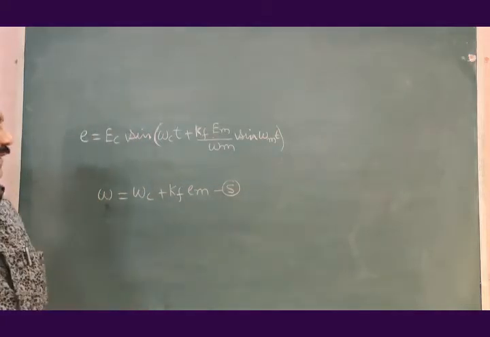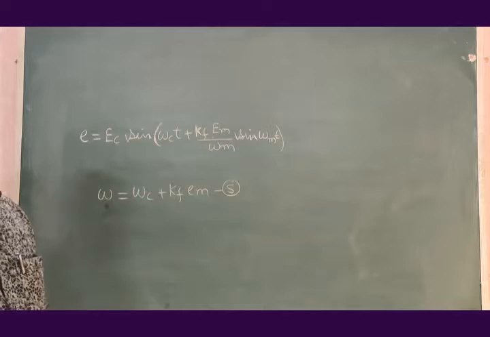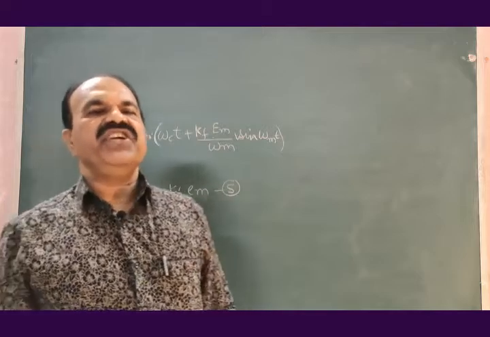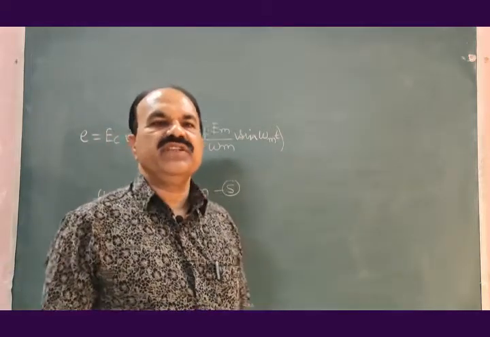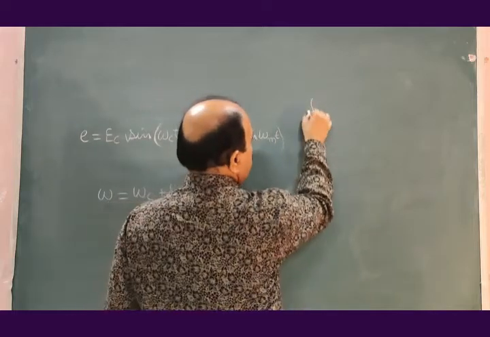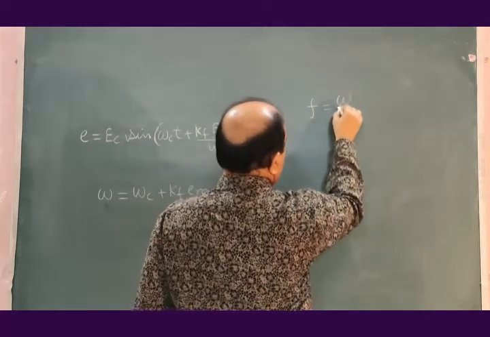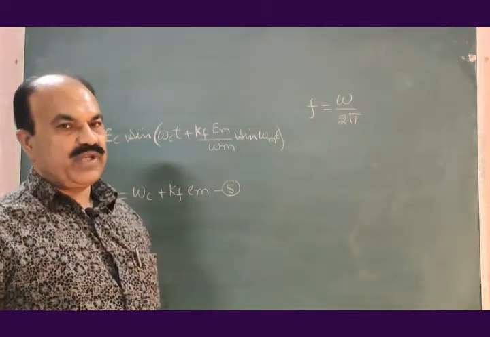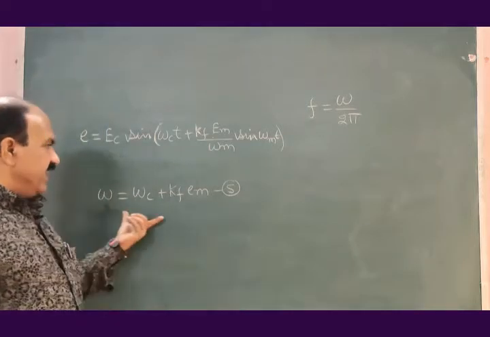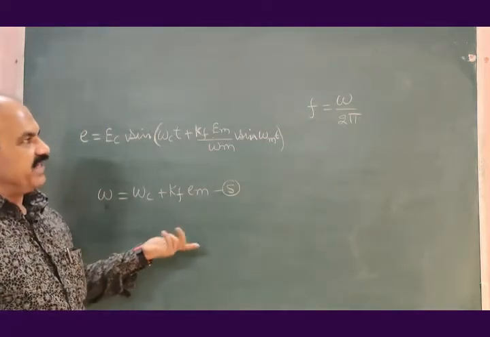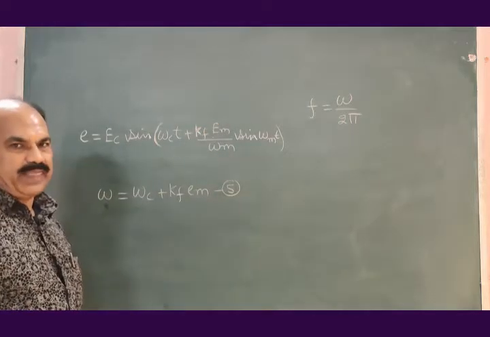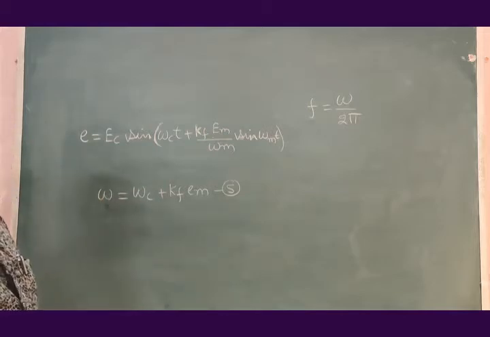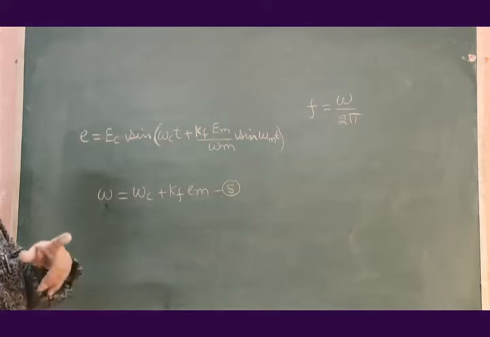Let us use equation 5. We shall use equation 5 to get the frequency in hertz. How to get frequency in hertz? To get frequency in hertz, we use this equation: F is equal to omega divided by 2 pi. So to get the frequency in hertz, we have to divide equation 5 on both sides by 2 pi. Let us divide equation 5 on both sides by 2 pi to get frequency in hertz.